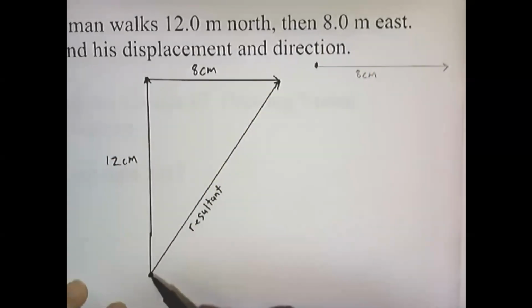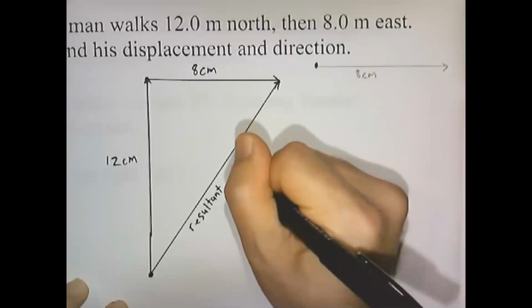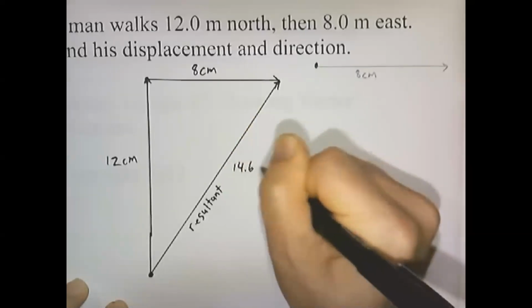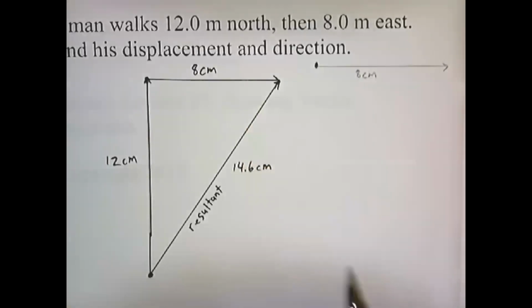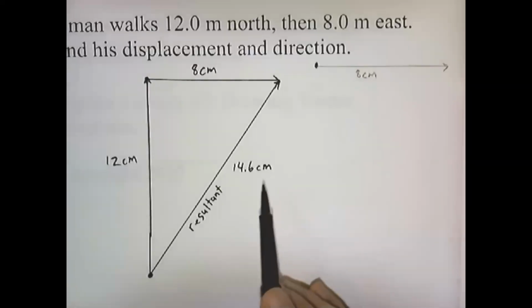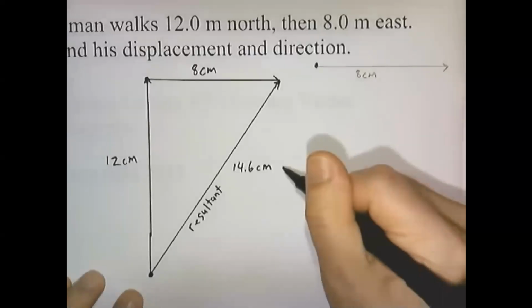And if you measured the length of the resultant, it would be 14.6 centimeters. So 14.6 centimeters, approximately. You're not going to get exact answers, and you might be off a little bit, but if you're close to this, you're doing all right. Now, if you convert this to meters, we would call this 14.6 meters.